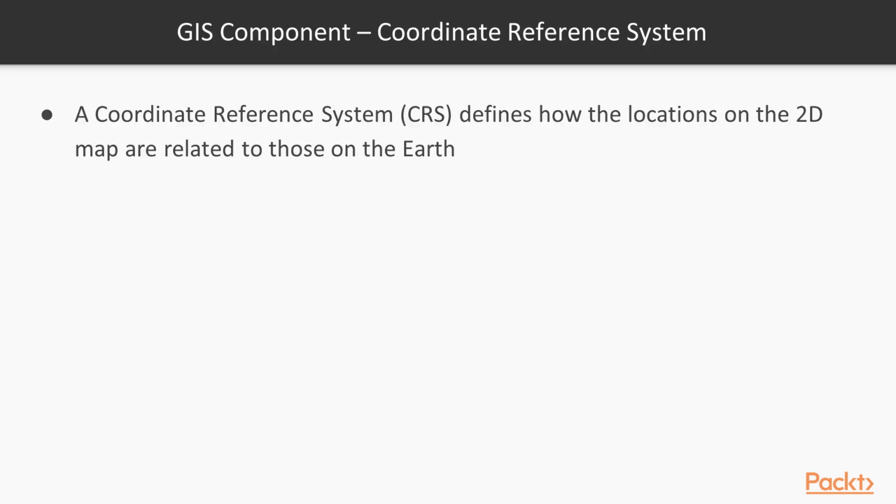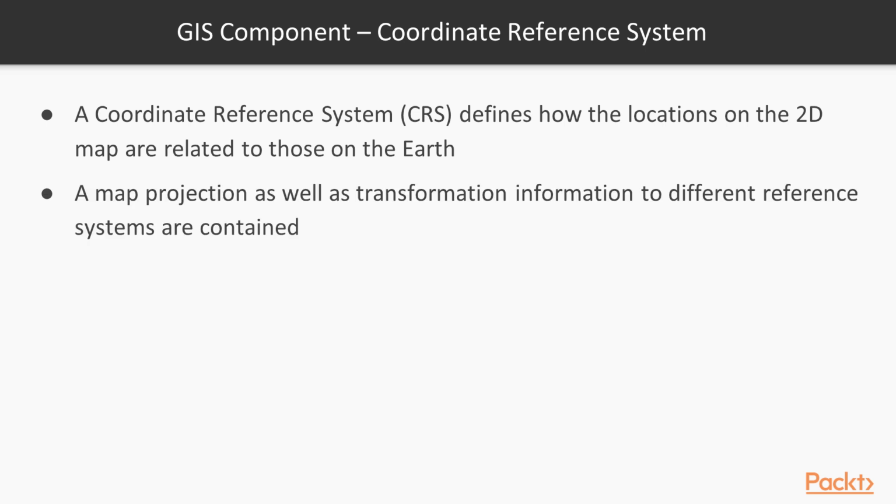One of the important GIS components is a coordinate reference system. A CRS defines how the locations on the 2D map are related to those on the Earth. Now, because Earth is a three-dimensional object, we need to project specific locations on a flat layer with a projection.